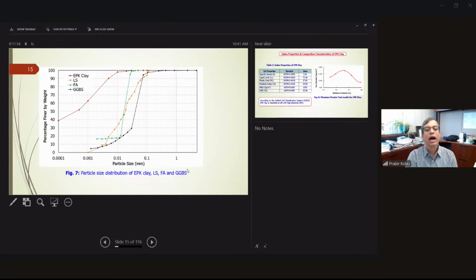These are the particle size distribution graphs for EPK clay, lime sludge, fly ash, and GGBS. You see the GGBS is coarser, then there's the lime sludge, then fly ash is more uniform, and then EPK clay.